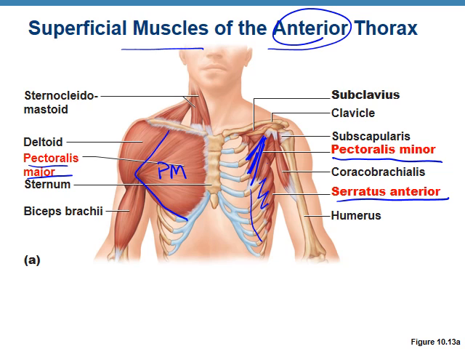The serratus anterior is going to abduct the scapula, move them out. So when the serratus anterior contracts, you're able to lift at the shoulders and move your scapula away from the body.